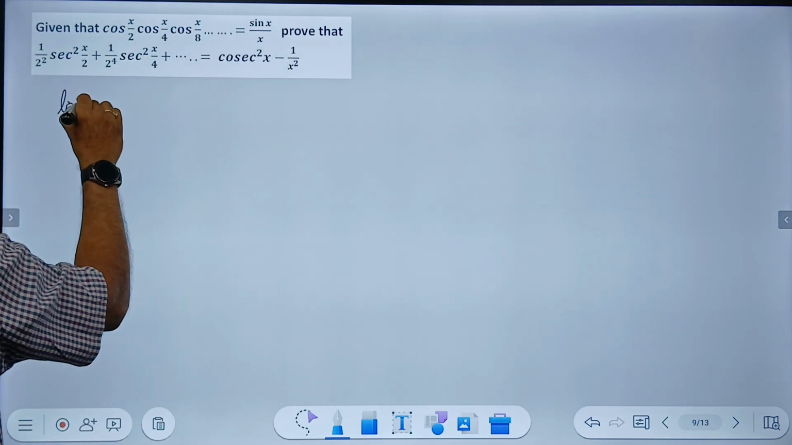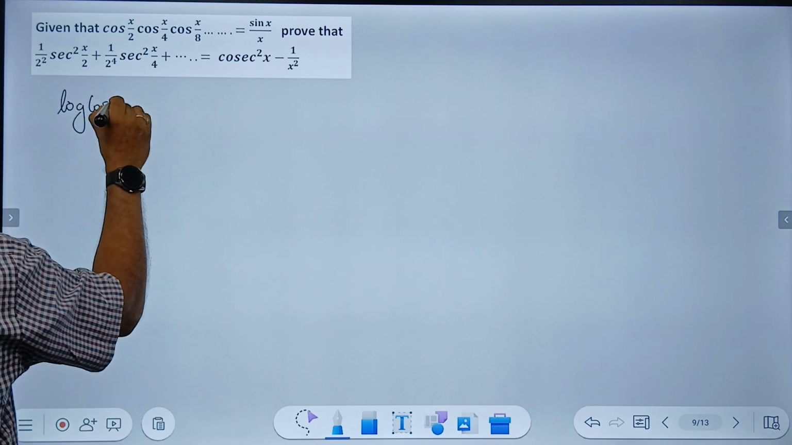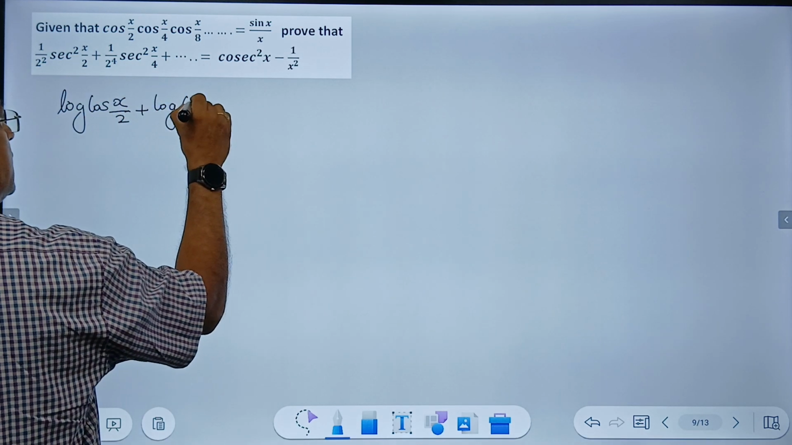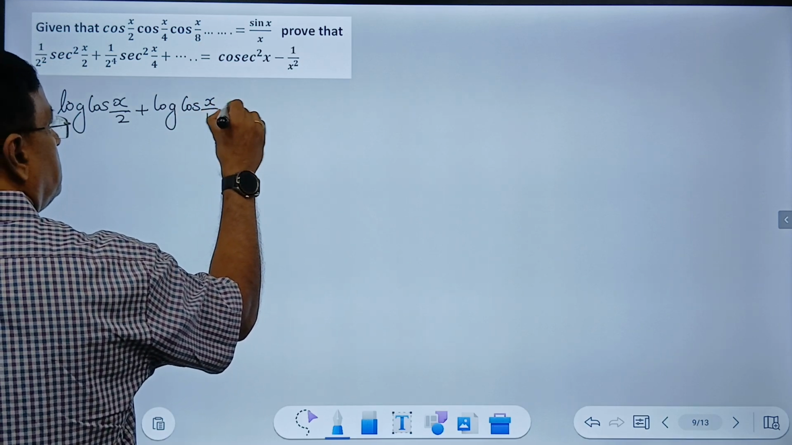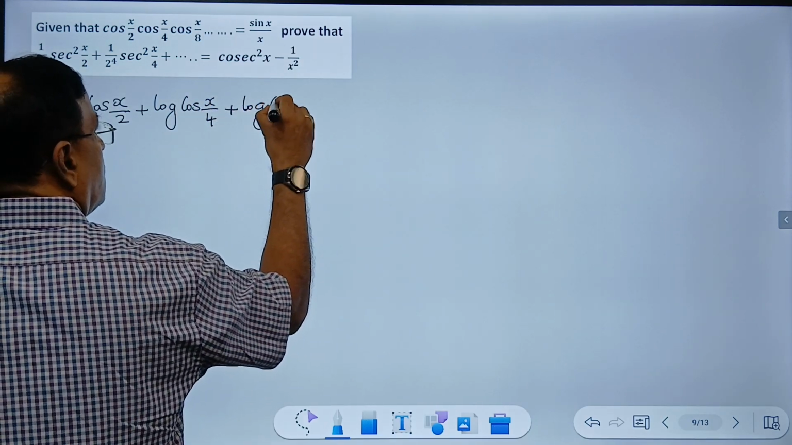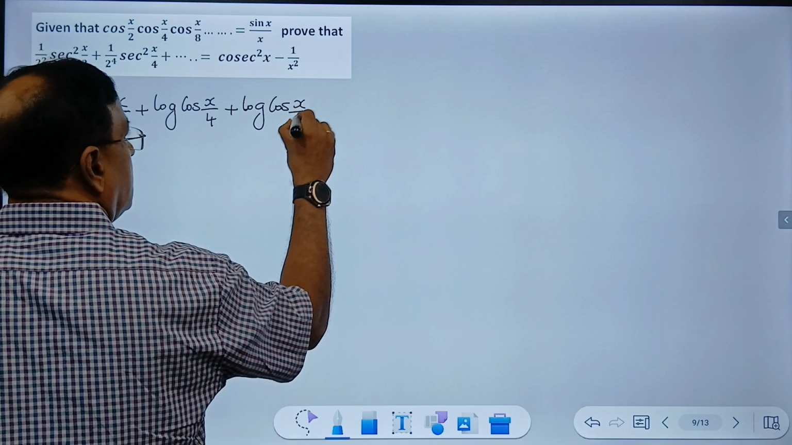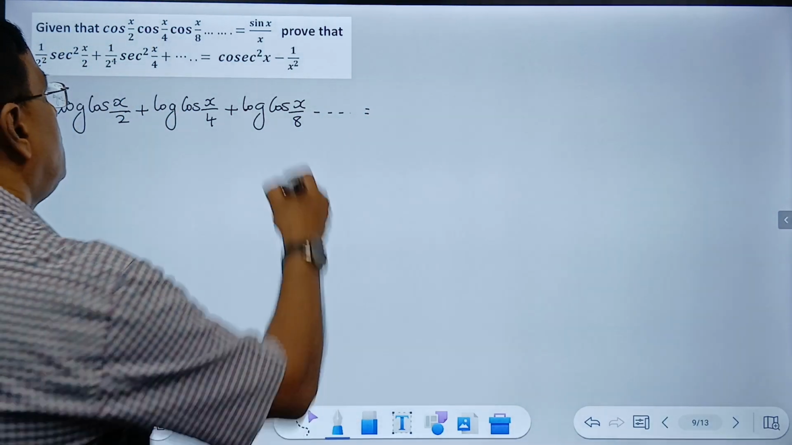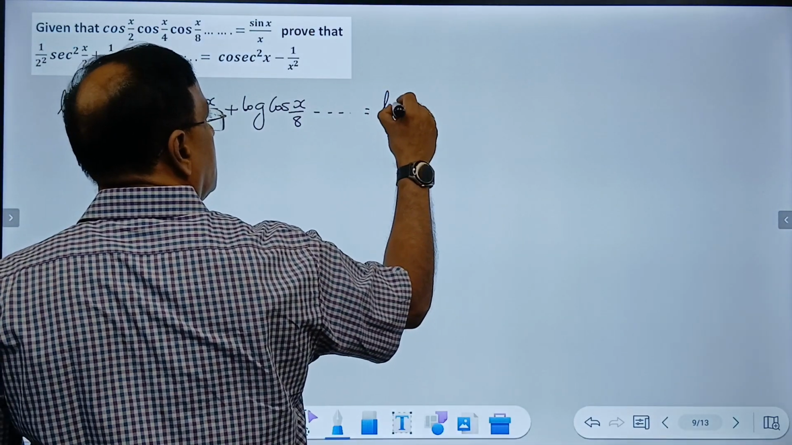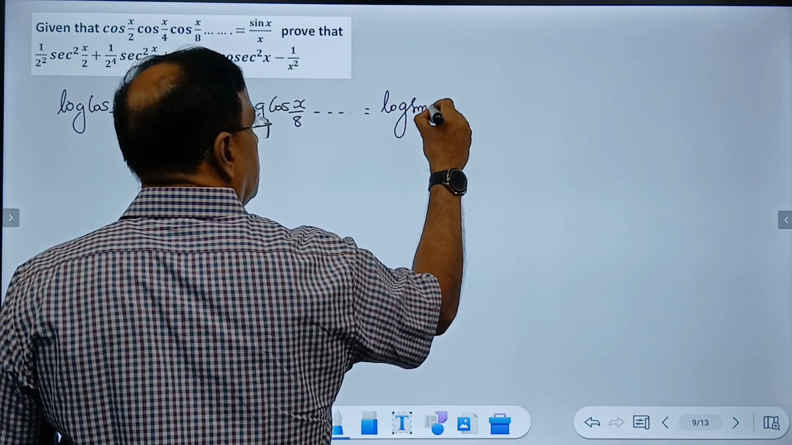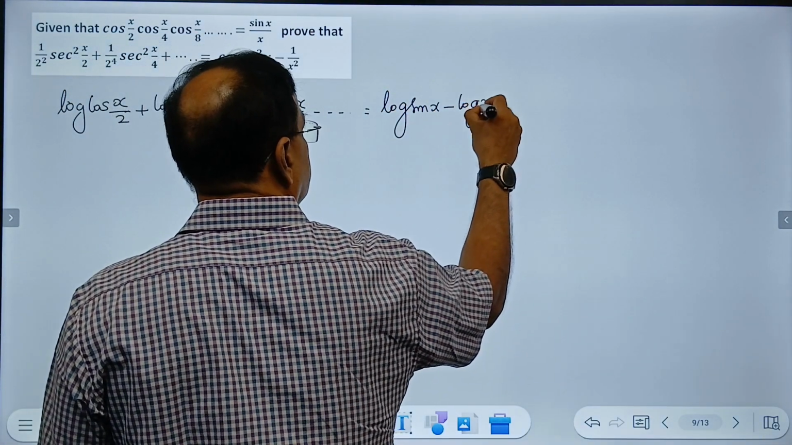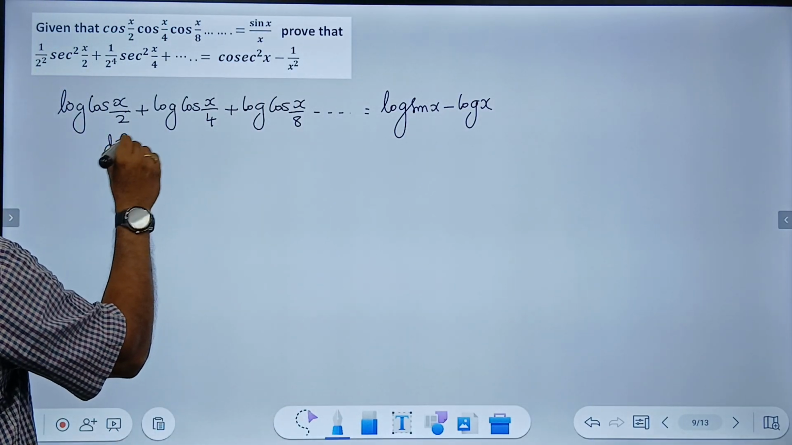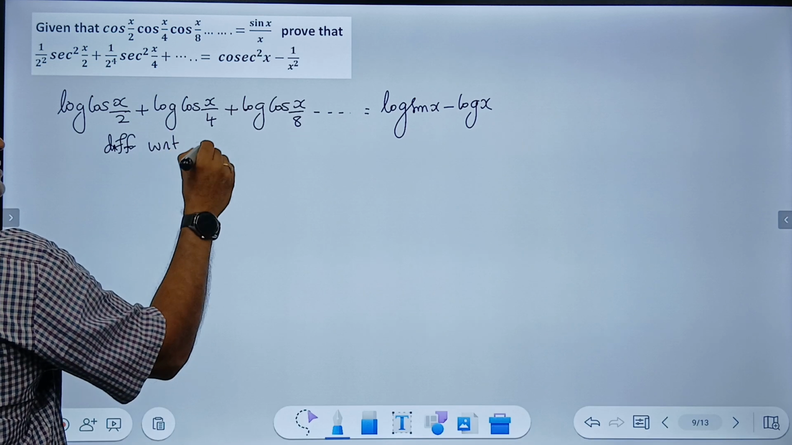log of cos x by 2 plus log of cos x by 4 plus log of cos x by 8 and so on. I'm using log mn is log m plus log n. Now what is log m by n? Log m minus log n. Simple. Now what do you do? Differentiate with respect to x.